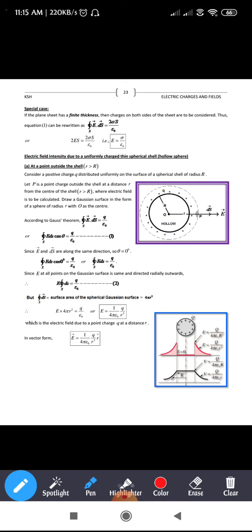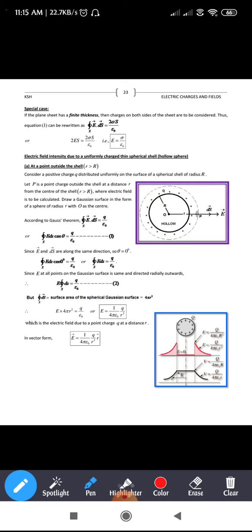Next, coming to the electric field intensity due to a uniformly charged thin spherical shell. In this we have three cases. The first case is at a point outside the shell, where we find the electric field intensity outside the shell. The next case is finding the electric field on the surface of the shell. The last case is to find the electric field intensity inside the shell. So these are the three cases.